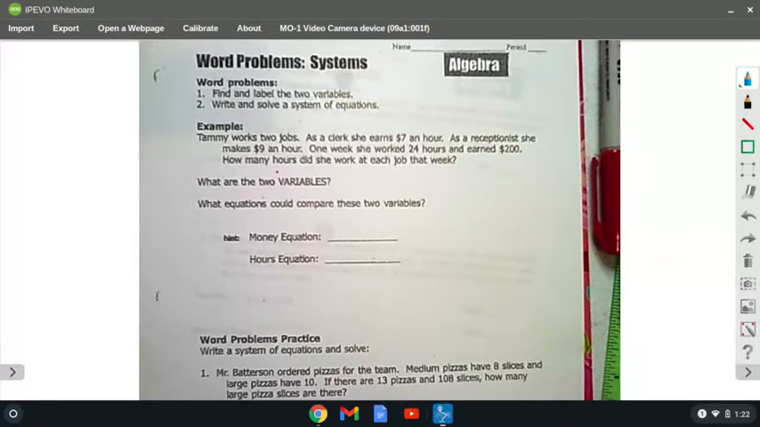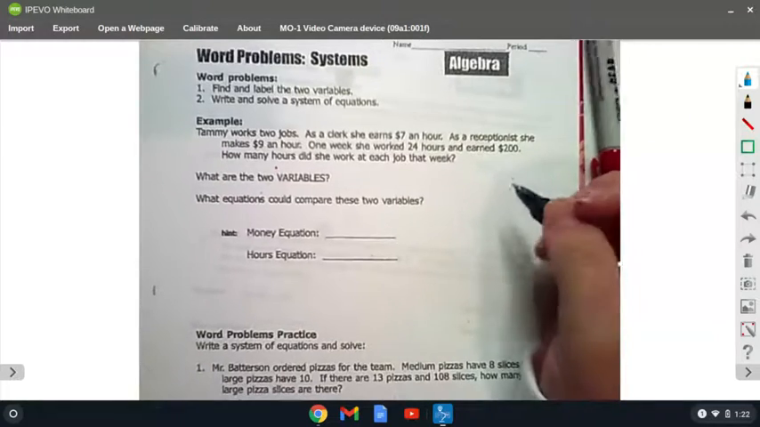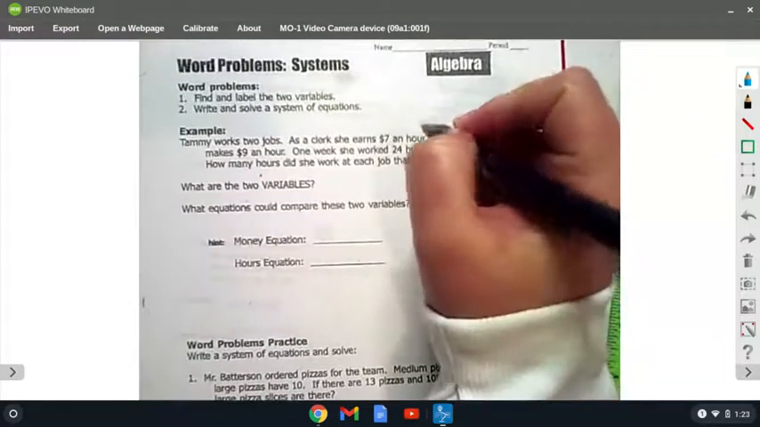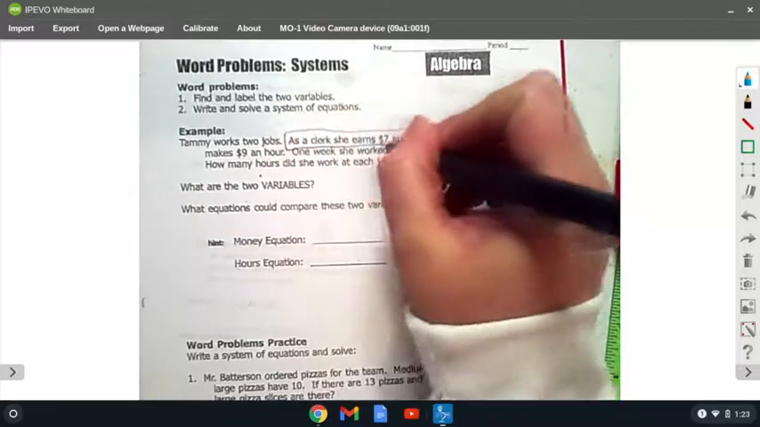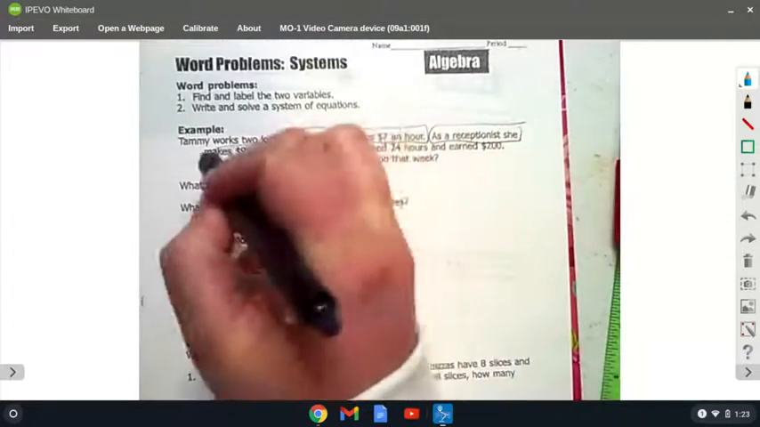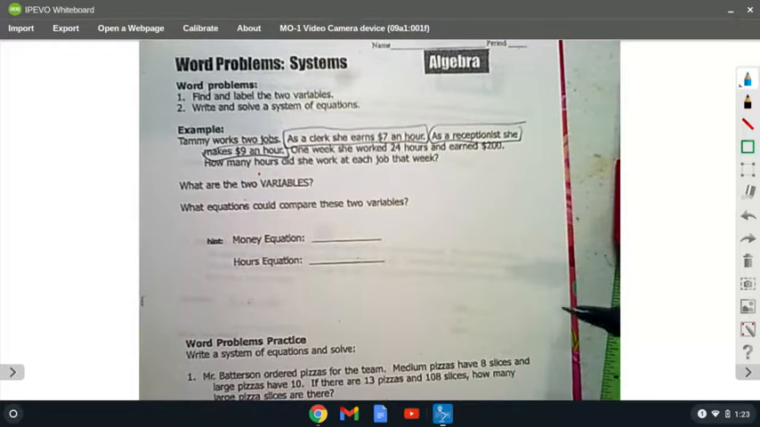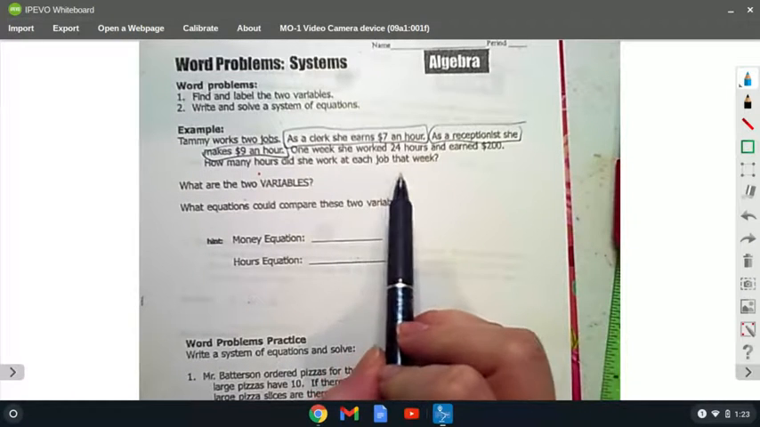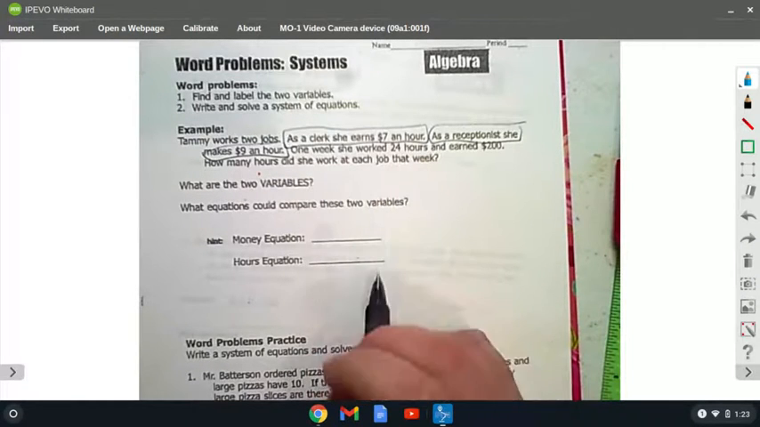So Tammy, they're not necessarily going to have X and Y here, just pointing that out. Tammy works two jobs. As a clerk, she earns $7 an hour. As a receptionist, she makes $9 an hour. One week, she worked 24 hours and earned $200. How many hours did she work at each job that week?